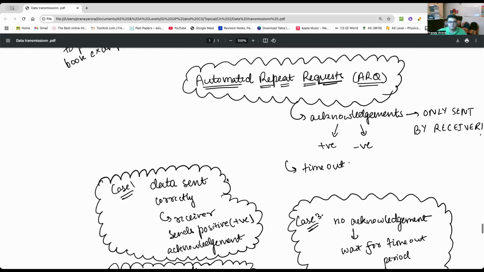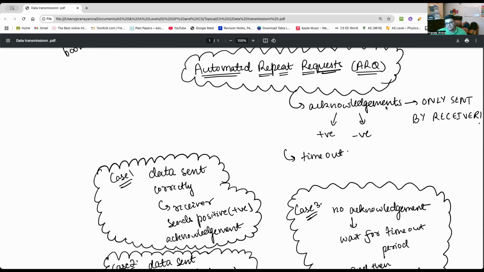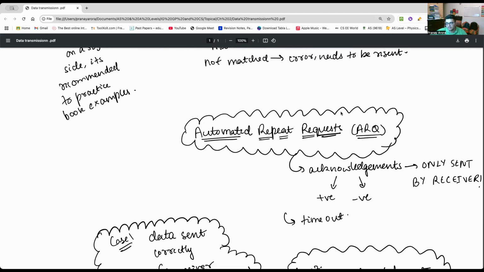Coming on to the next topic, which is automatic repeat request. So automatic repeat request works on two things. First thing is a positive acknowledgement and a negative acknowledgement, and a timeout. So if I give you a message, for example, if I say you need to complete your work, right? Now, if I say, have you completed your work? If you have completed your work, you would say yes.